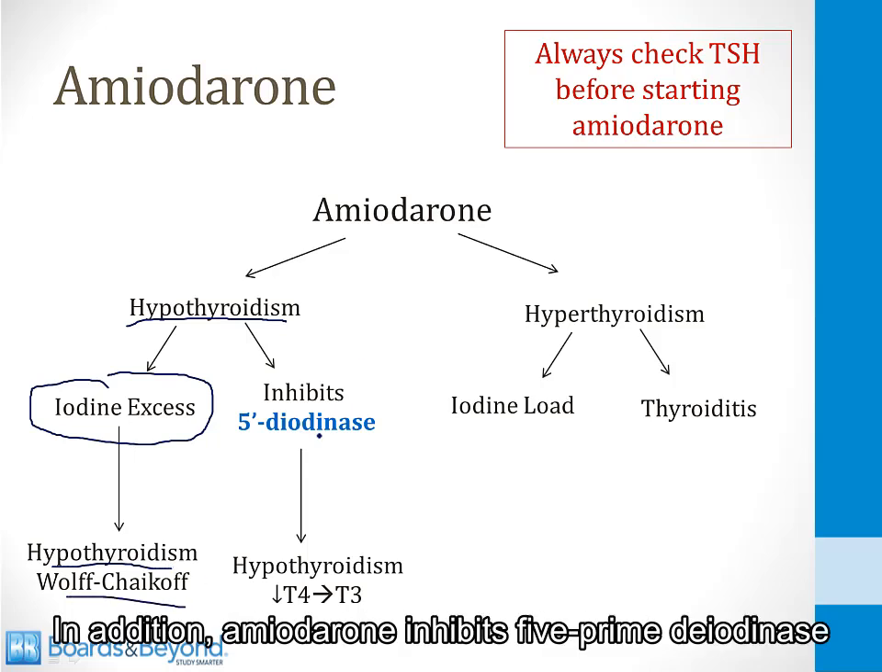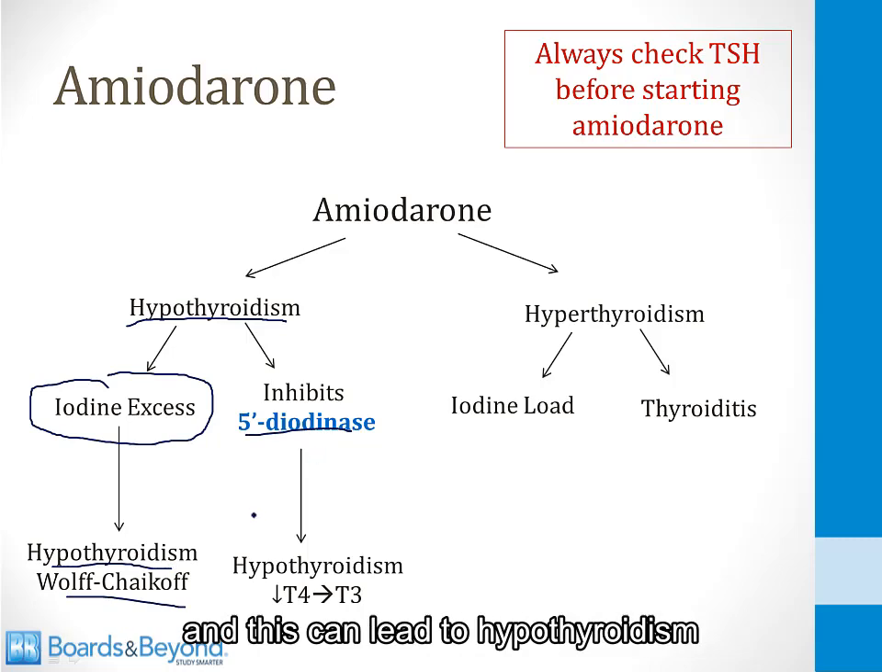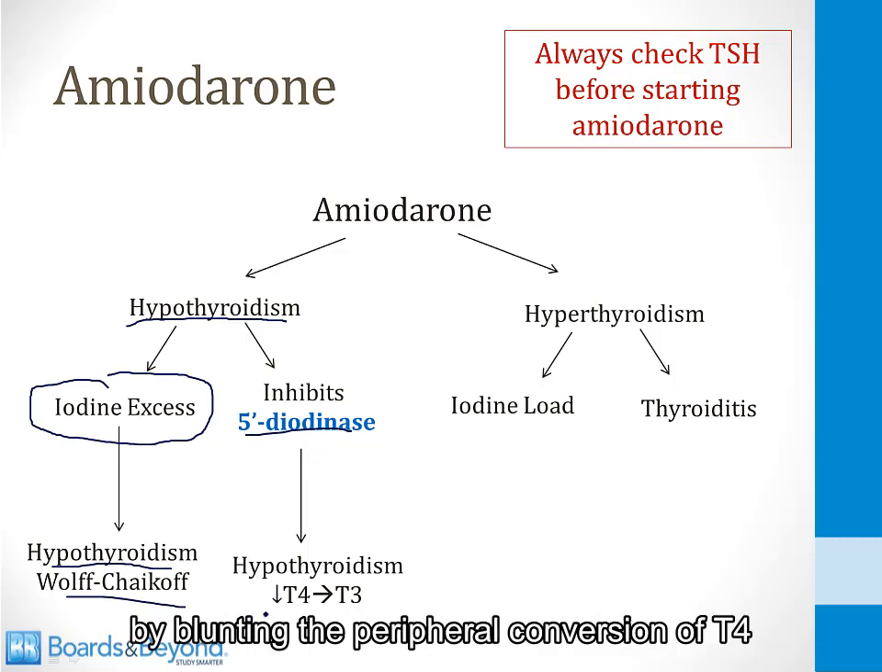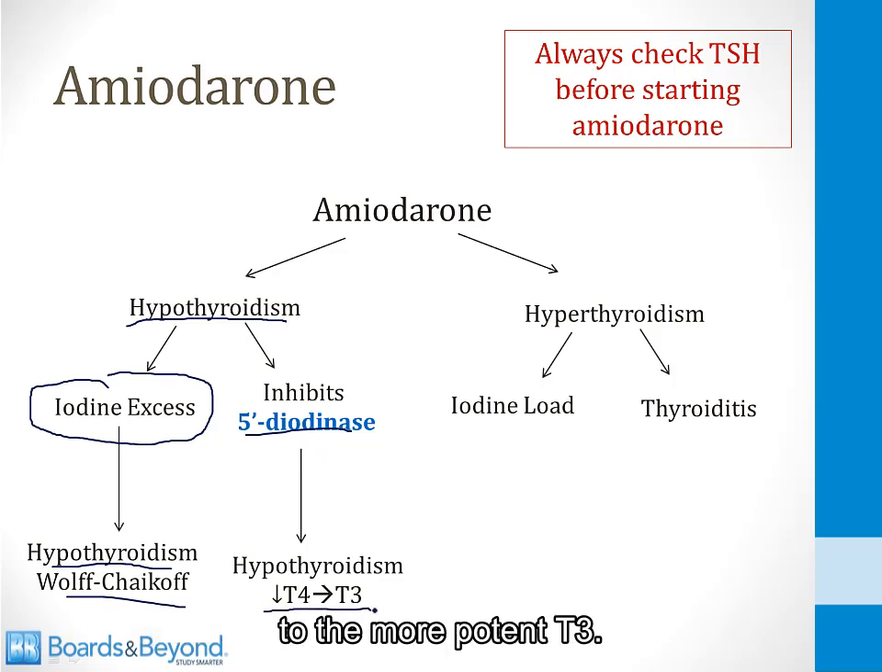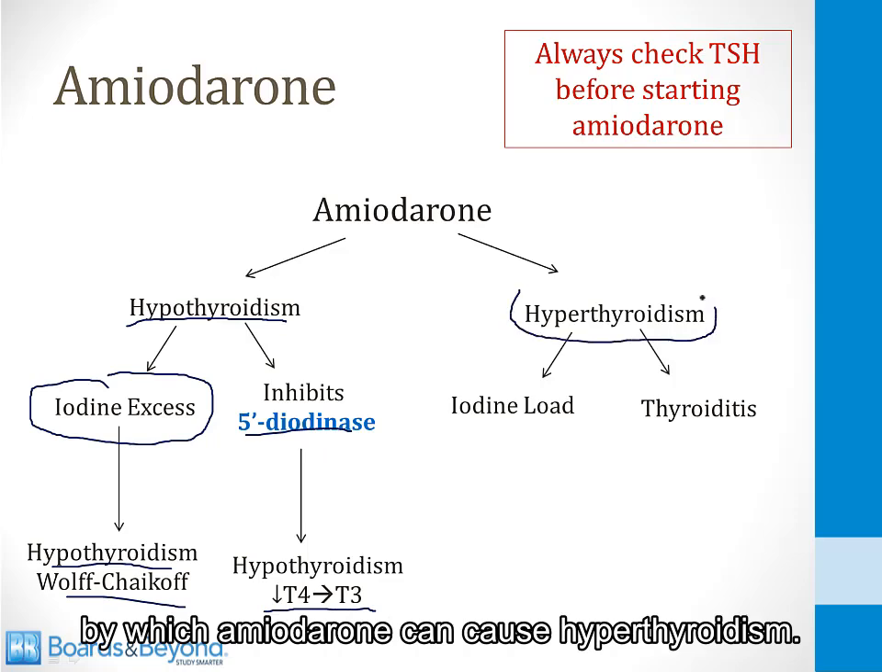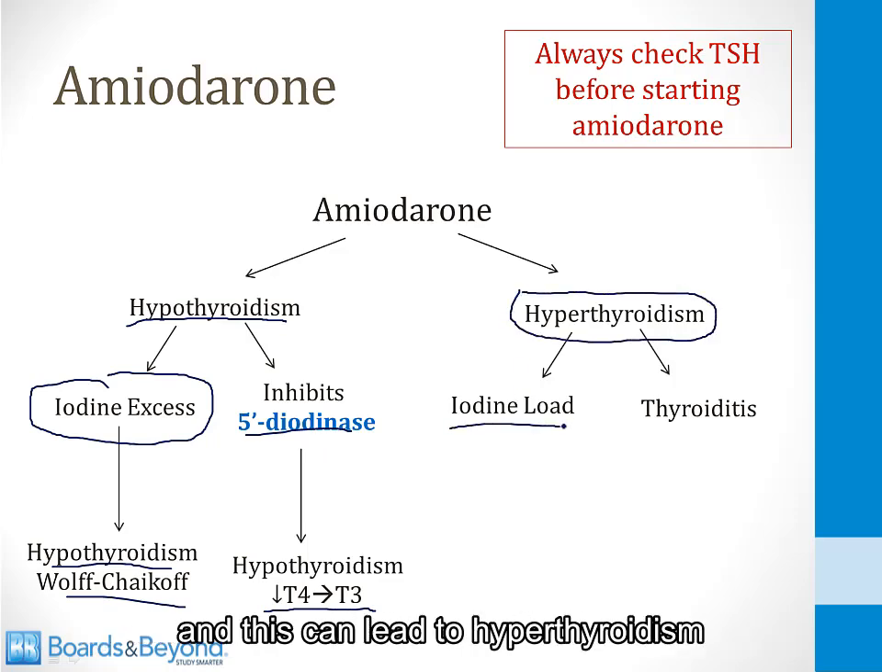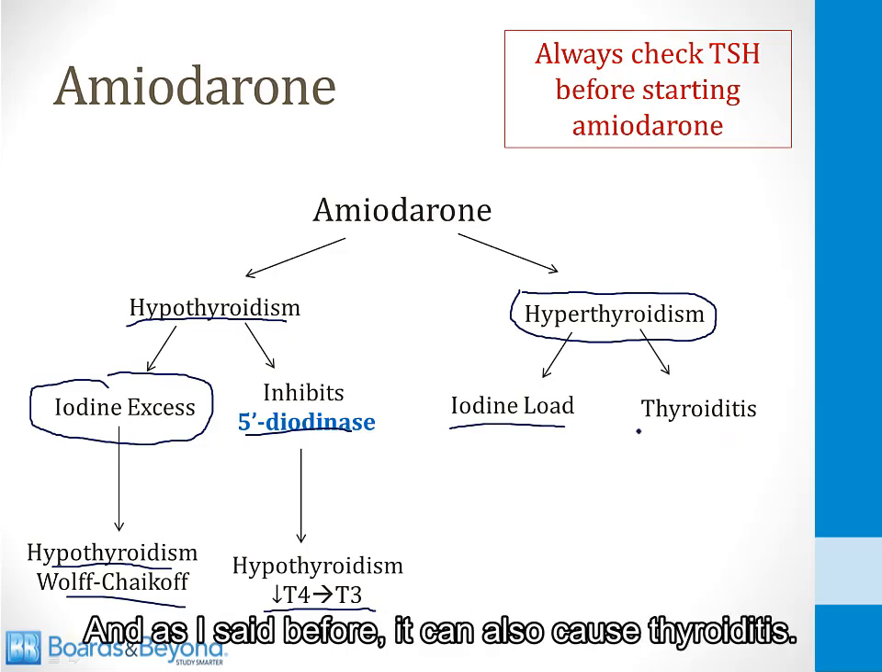In addition, amiodarone inhibits 5' deiodinase, and this can lead to hypothyroidism by blunting the peripheral conversion of T4 to the more potent T3. There are also two mechanisms by which amiodarone can cause hyperthyroidism. It represents an iodine load, and this can lead to hyperthyroidism in patients who have adenomas. And as I said before, it can also cause thyroiditis.